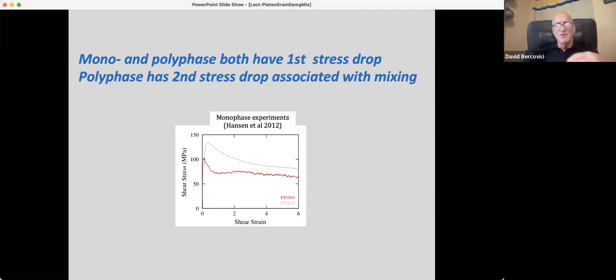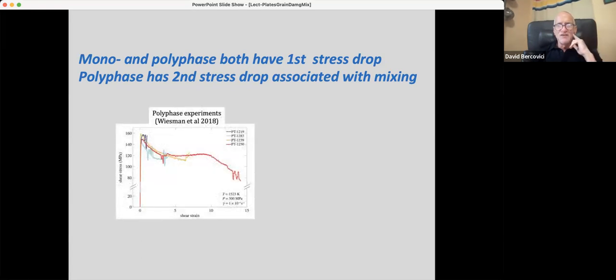Okay, if you have something that's purely olivine, and these are pure olivine experiments by Lars Hansen, what you find is that the experiment starts, the stress jumps up, and then as in the single olivine, the grain sizes will undergo an adjustment through dynamic recrystallization. In other words, they will become a little bit smaller. Okay, they eventually approach a steady state. They basically just have one stress drop to them.